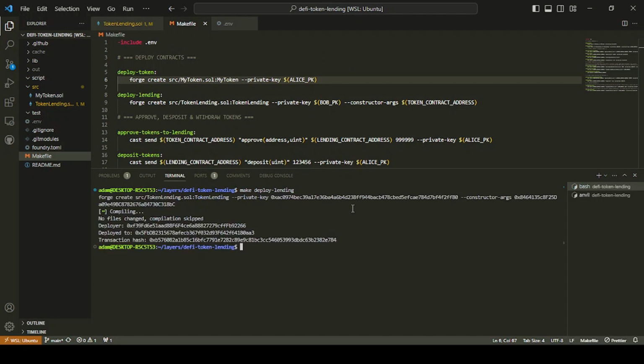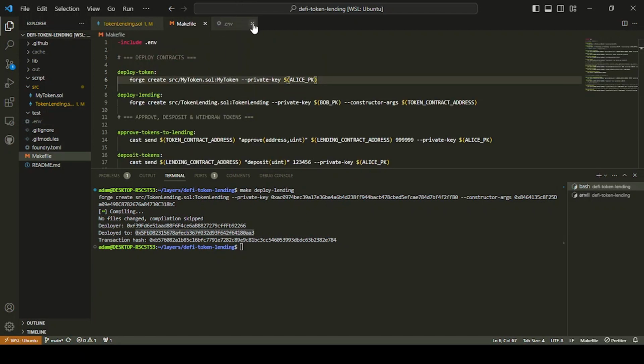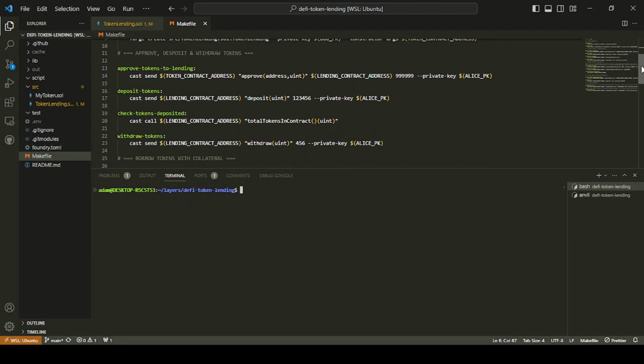So deploy lending. Okay, just make sure the contract address is correct. So 0AA3. So we have it there, that's fine. Okay, close off our env. We don't need it. So that's both contracts deployed now. Back to clear. What we're going to move on to now is approve, deposit and withdraw tokens.